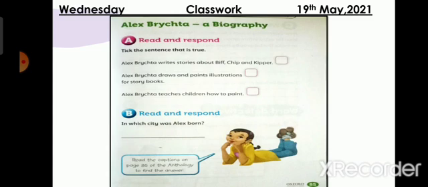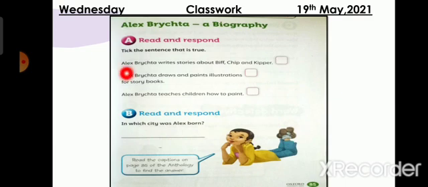Are you ready to do your work? Can we start? Very nice. So the first question on this page is, tick the sentence that is true. As you can see, here are three different statements and you will tick only the correct one statement. Okay? I'll read the statements for you.